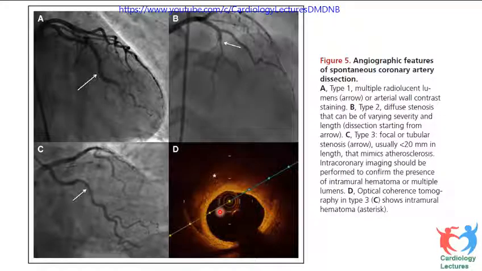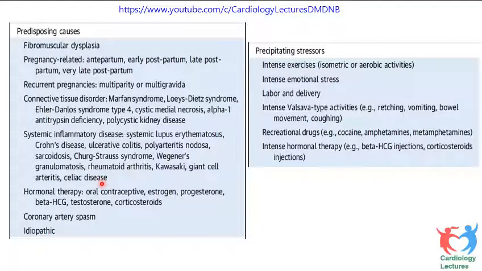This is type 1, where you see a small luminal defect, and type 2, where it is a diffuse long lesion. Most of the time you might feel it is a spasm, and you give IV NTG just to rule out spasm, and then you consider this. And type 3 is a very focal lesion like this. You really cannot make out whether it is atherosclerotic or what, unless you do imaging in such cases. These are some of the predisposing causes for SCAD, starting from fibromuscular dysplasia, pregnancy, and systemic inflammatory disease, and all those things.